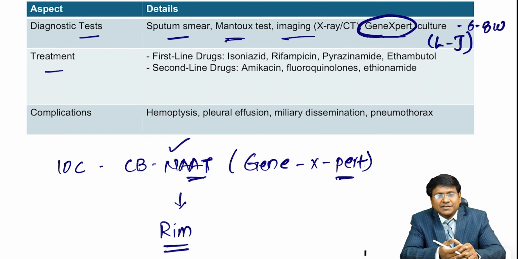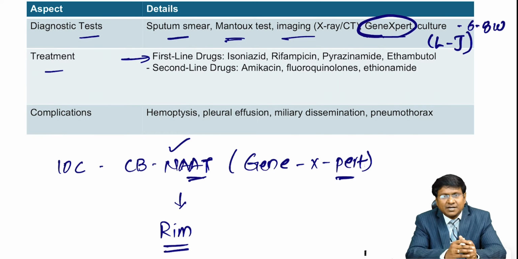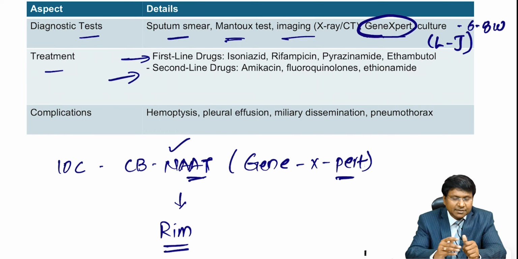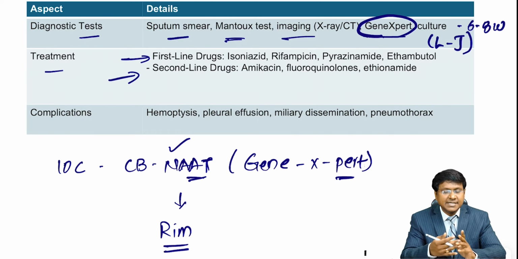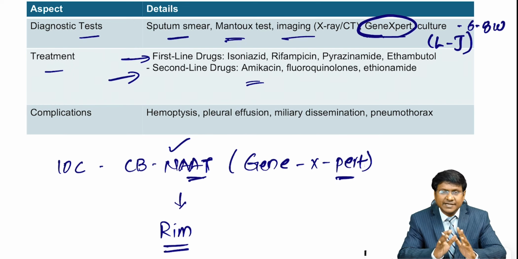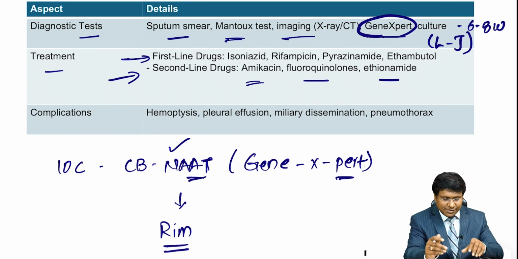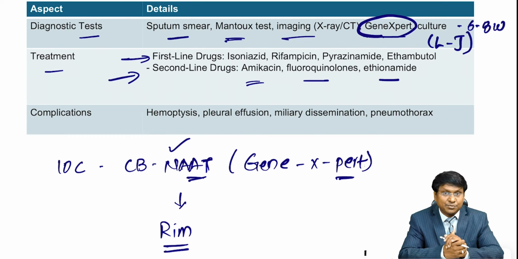Then what is the treatment? The first line anti-tubercular drugs are isoniazid, rifampicin, pyrazinamide, ethambutol, and streptomycin. These are the first line anti-tubercular drugs. And the second line, you have some injectable agents. These injectable agents include amikacin and gentamicin. Followed by that, fluoroquinolones as well as ethionamide. So these are the second line anti-tubercular drugs.